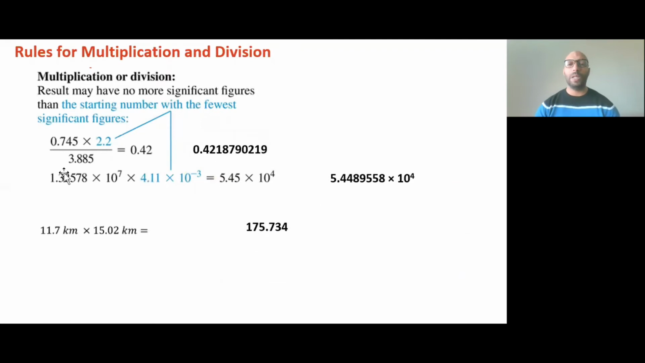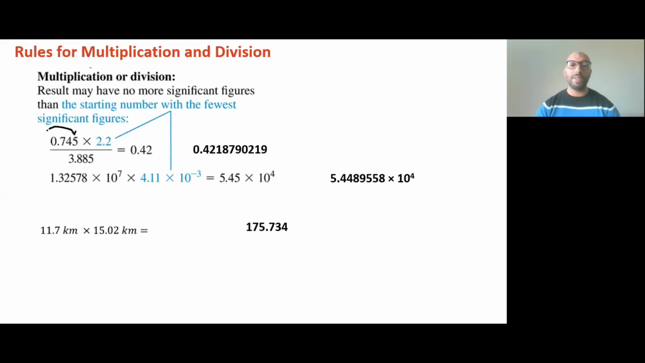We will discuss multiplication and division using significant figures. There is a short rule for the significant figures of the result of multiplication and division. The result may have no more significant figures than the starting number with the fewest significant figures. What does this mean? That means if we have a multiplication or a division, we have to check and know the number of significant figures in each starting number.